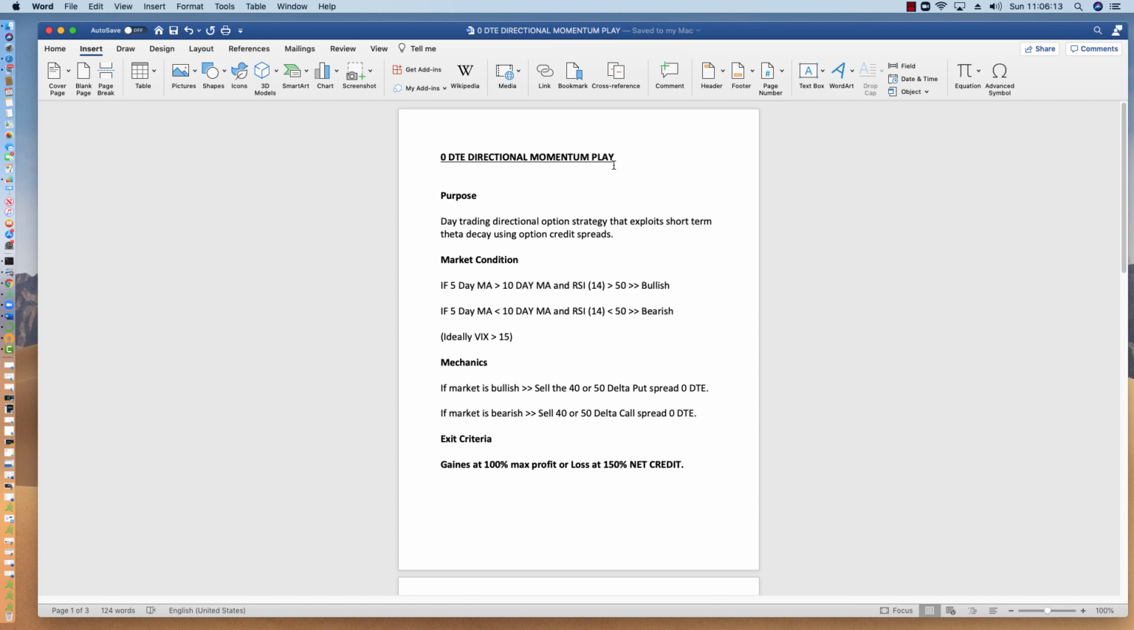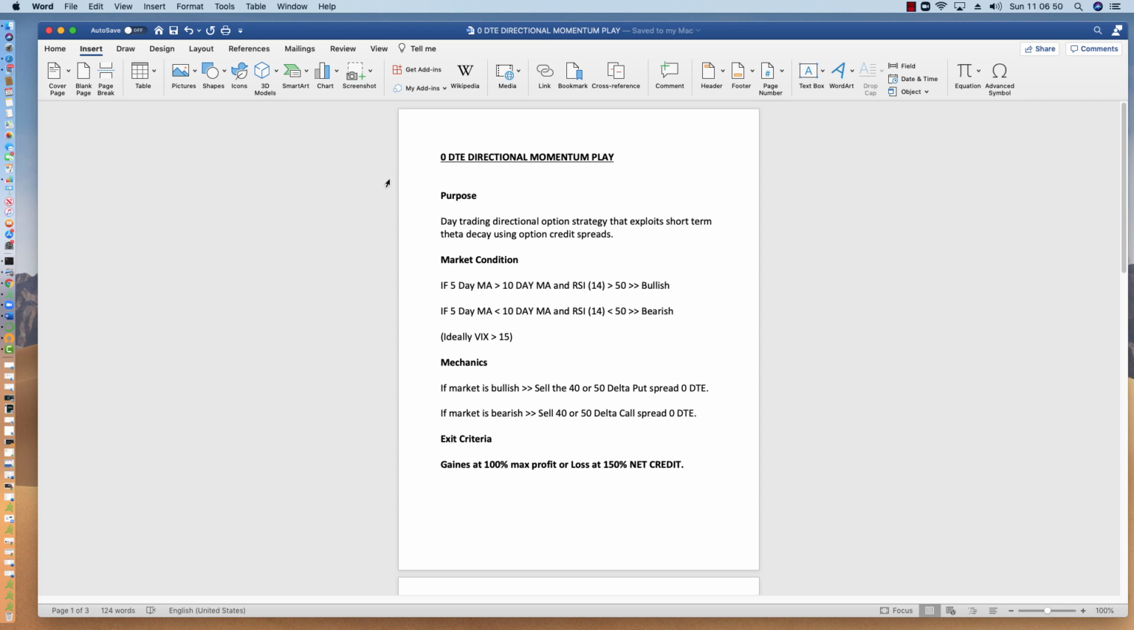So the market condition we're looking for depends on a few variables. We're looking at the relationship of the 5-day MA and the 10-day MA, and the RSI on the 14 period. So the three things we're using to assess market condition are the 5-day, the 10-day, and the 14 period RSI.